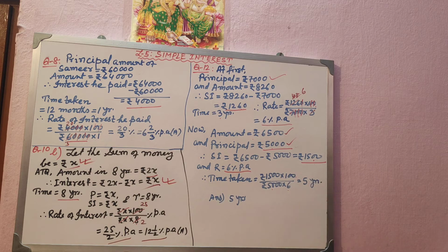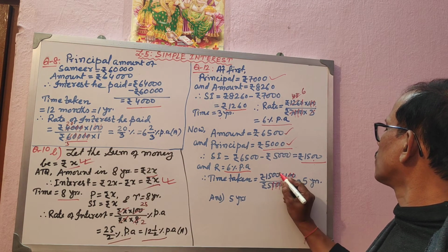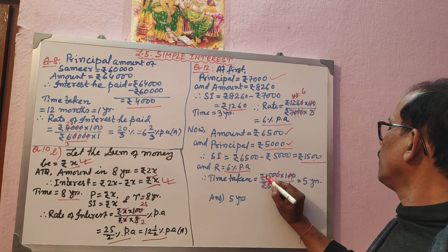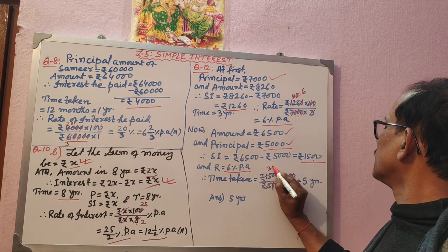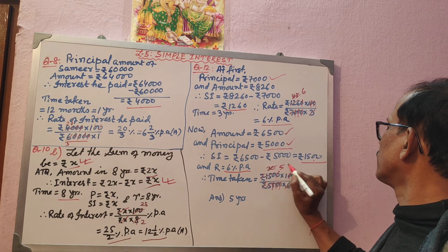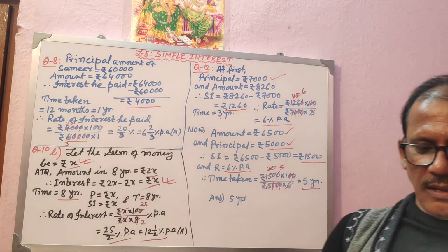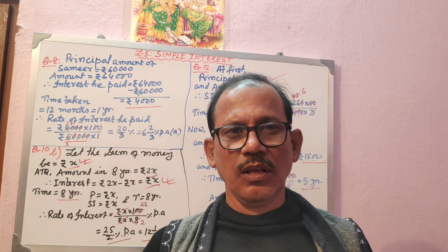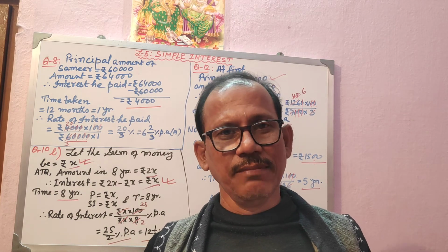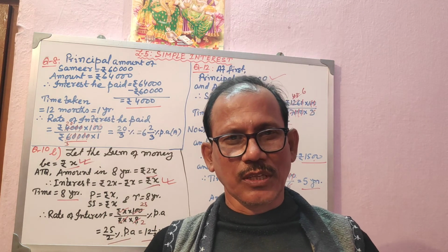If you simplify this, you will find 5. How come? This 0 will be cancelled, 2 zeros will be cancelled, this 0 also will be cancelled. See, rupees cancel. 3 fives become 30, 30 divided by 6 cancels, and 6 fives are 30. So 5 years. It will take 5 years for 5,000 to become an amount of 6,500 at the same rate of interest. I think you have understood. The things are very simple.